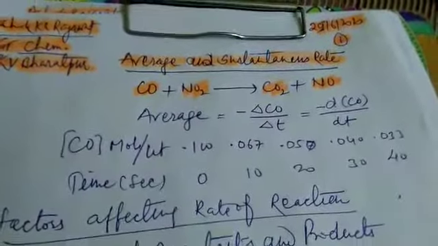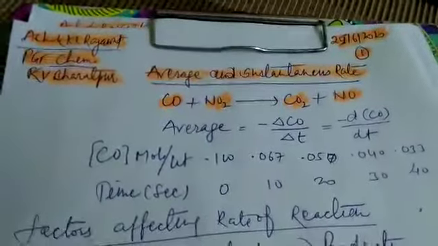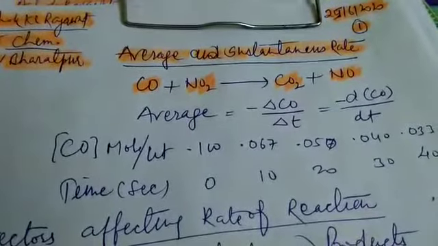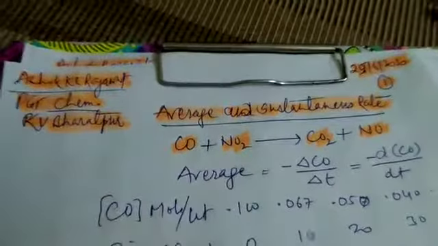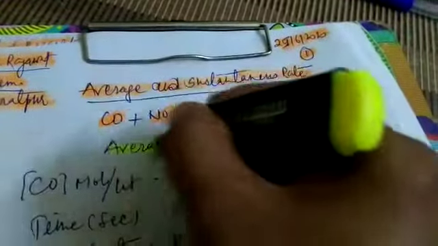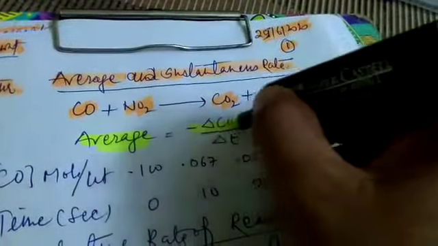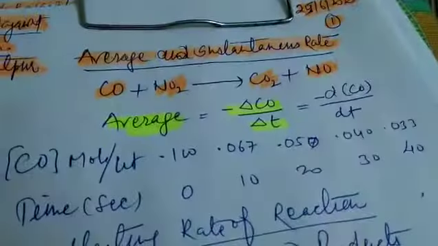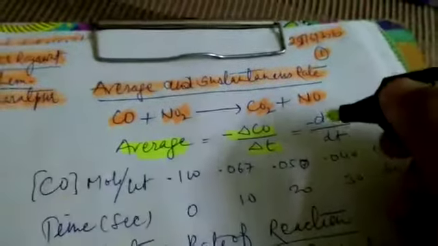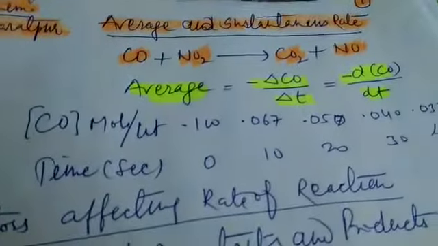Now, students, we will read about average and instantaneous rate of reaction by taking an example of CO plus NO2 equal to CO2 plus NO. If we want to express average rate, then it will be minus delta CO upon delta T. And if we want to express instantaneous rate, then it will be d[CO] upon dt.